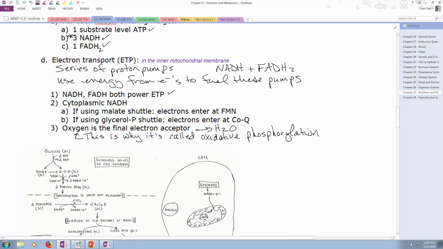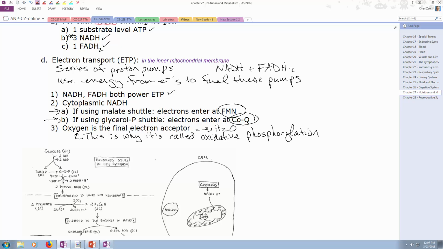Cytoplasmic NADH, which is generated during glycolysis, will use the malate shuttle, and if they use the malate shuttle, the electrons will enter into this process at the proton pump called FMN. If we are using the glycerol P or glycerol phosphate shuttle, the electrons are going to enter in and work on fueling this process at CoQ10. CoQ10 is also an enzyme. Some people take that as an over-the-counter supplement. Oxygen will be the final electron acceptor.